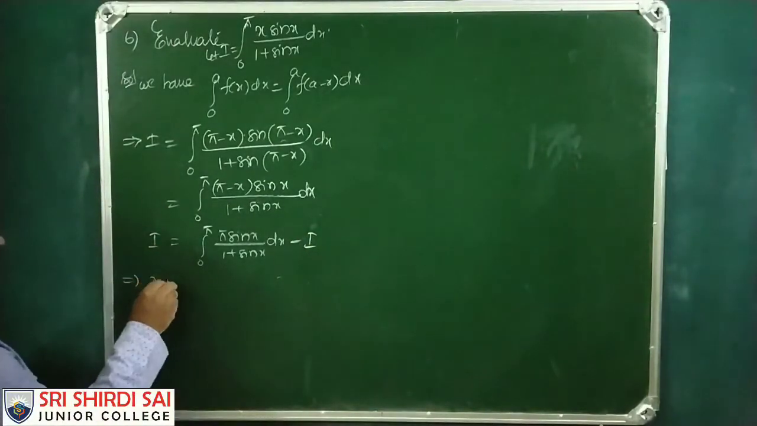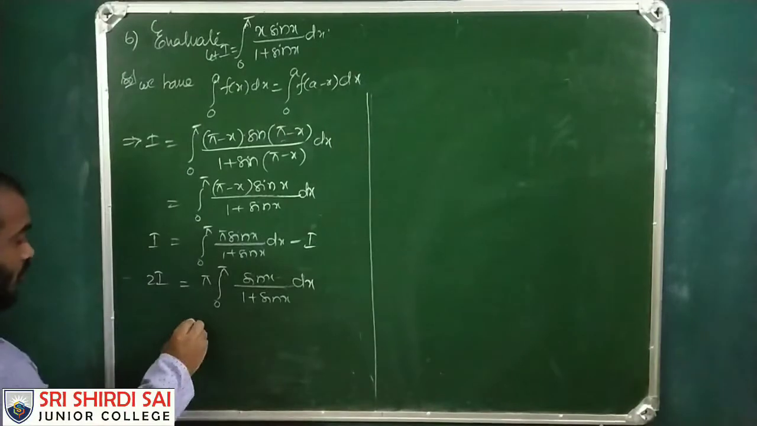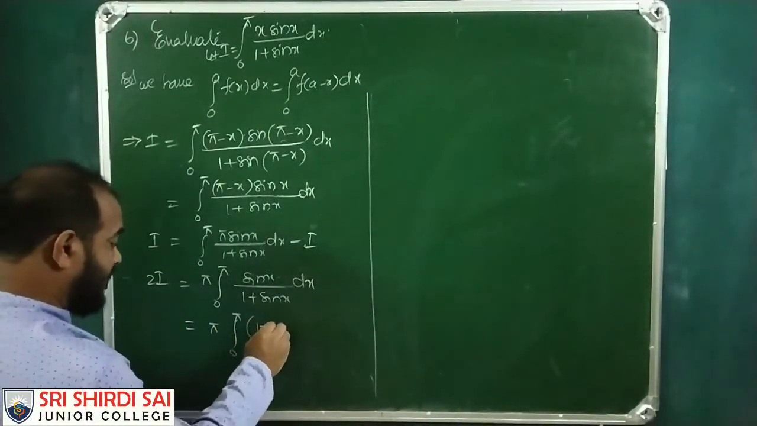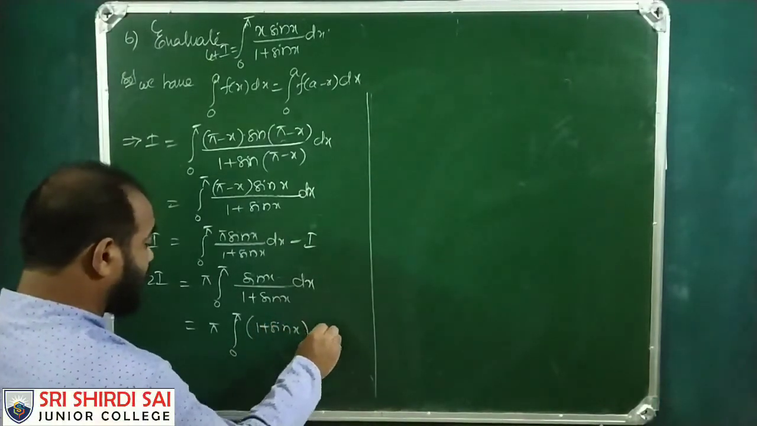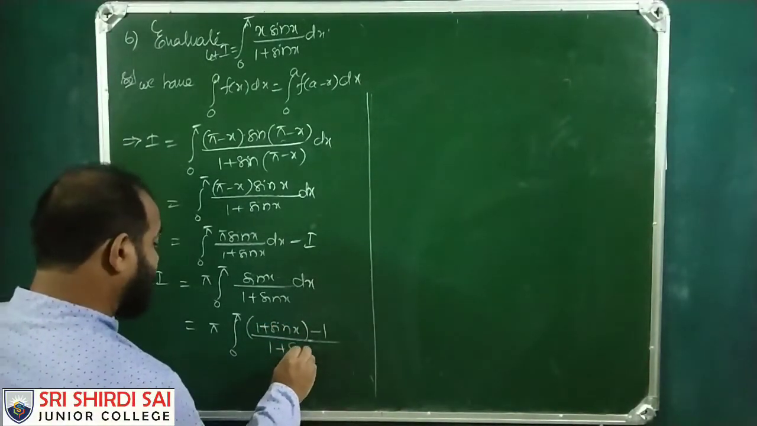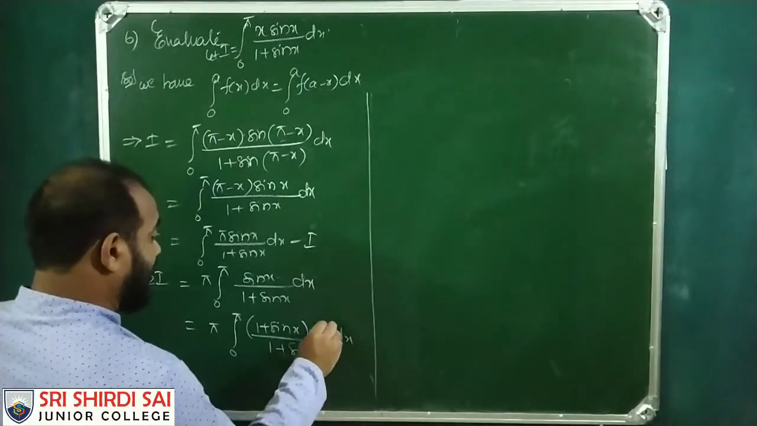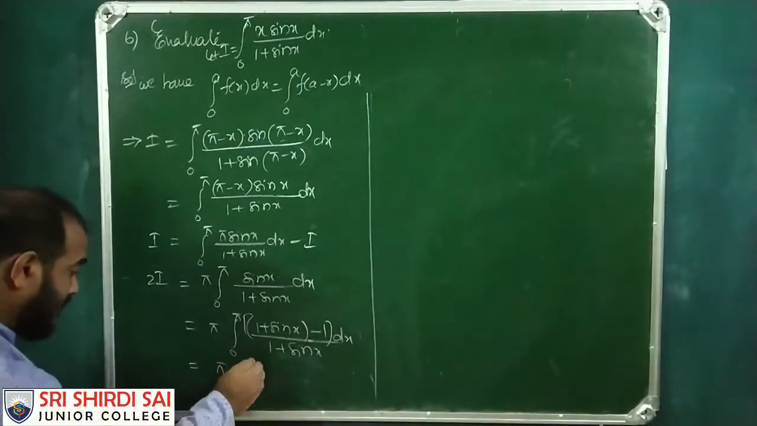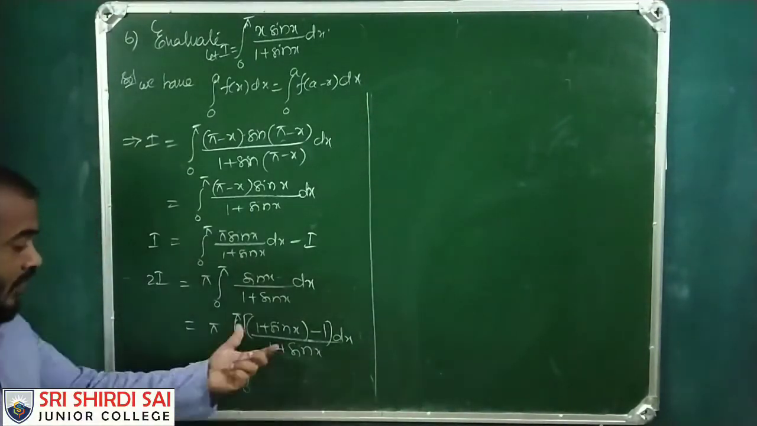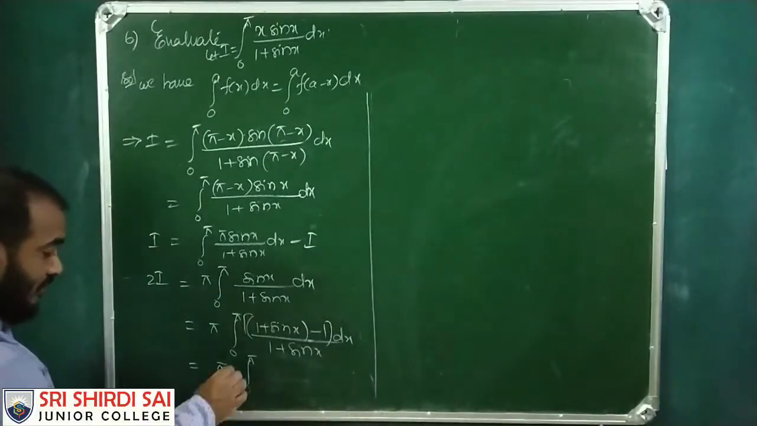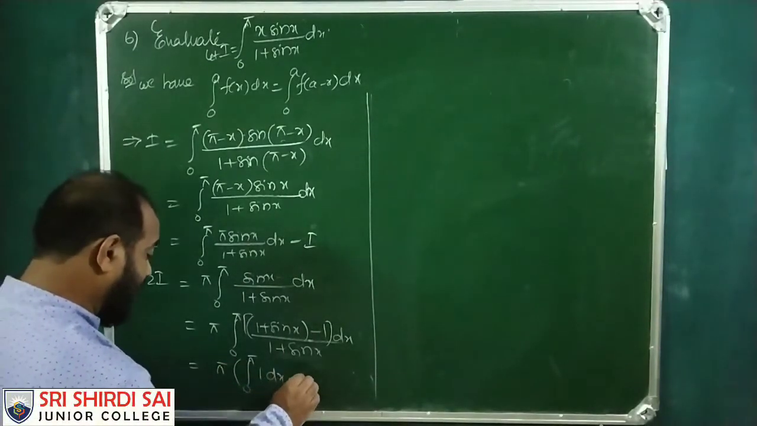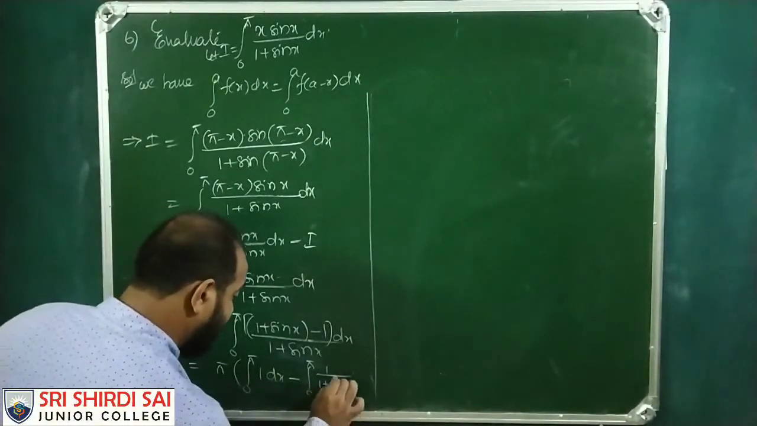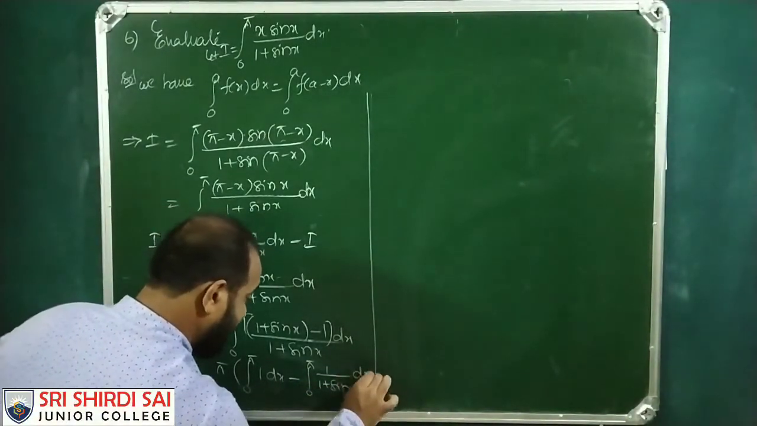So 2I is equal to pi, 0 to pi. Here 1 plus sin x minus 1 by 1 plus sin x dx. I just added and subtracted 1. So pi into 0 to pi, 1 plus sin x by 1 plus sin x is 1, so 1 dx minus 0 to pi, 1 by 1 plus sin x dx.